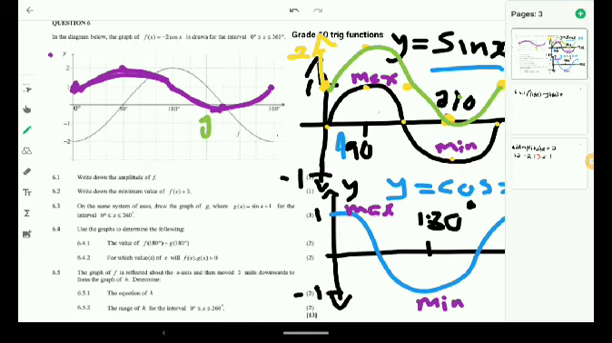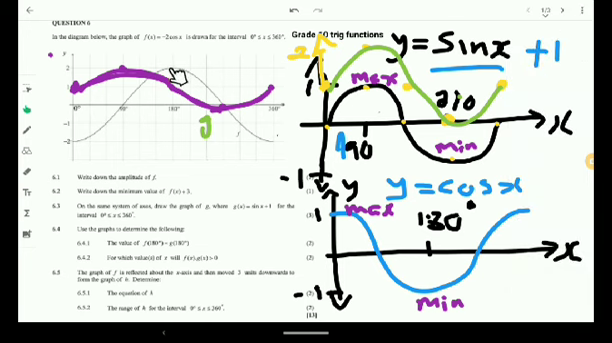So let's see. F is the black graph, the given cos graph. At 180, that graph is equal to 2. Let me just show you. You can see here this graph of f at 180 degrees is 2. So I will write 2. And then the purple graph, the g graph, at 180 is 1. You can see. So I will write 1.